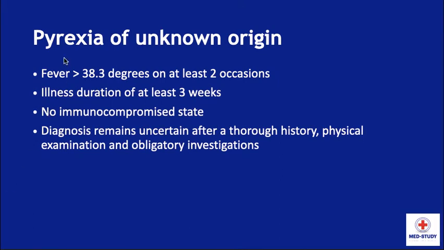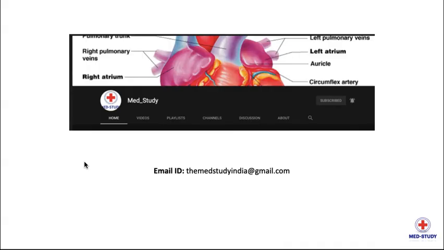Now coming to pyrexia of unknown origin. It is fever of more than 38.8 degrees on at least 2 occasions, with illness duration of at least 3 weeks with no immunocompromised state, and the diagnosis remains uncertain after a thorough history, physical examination, and obligatory investigations. So that was all about fever.